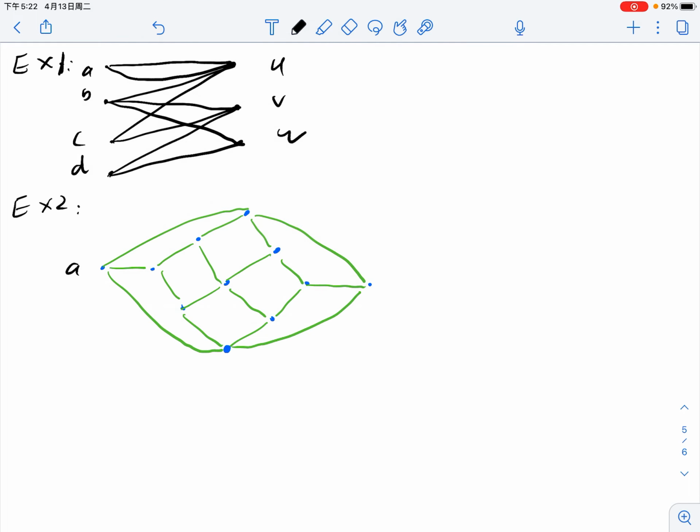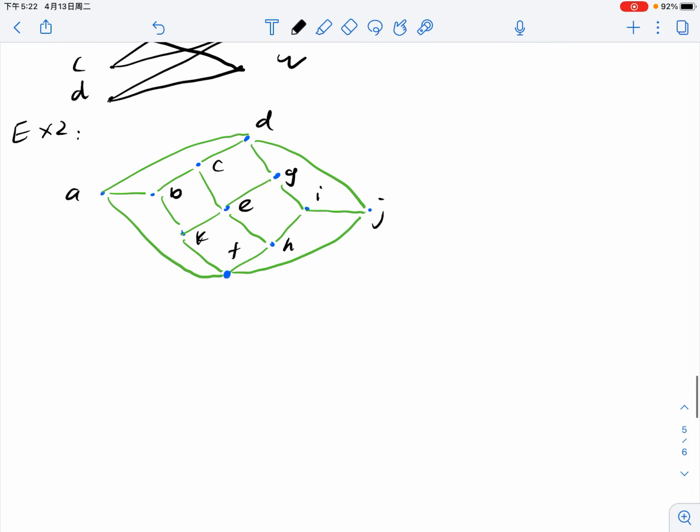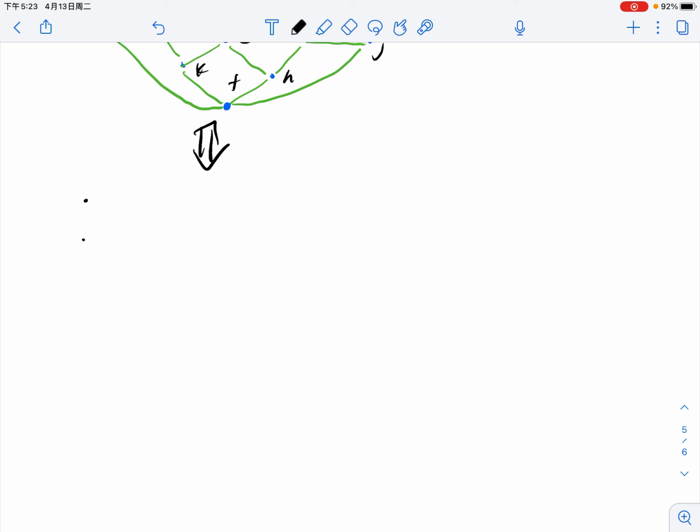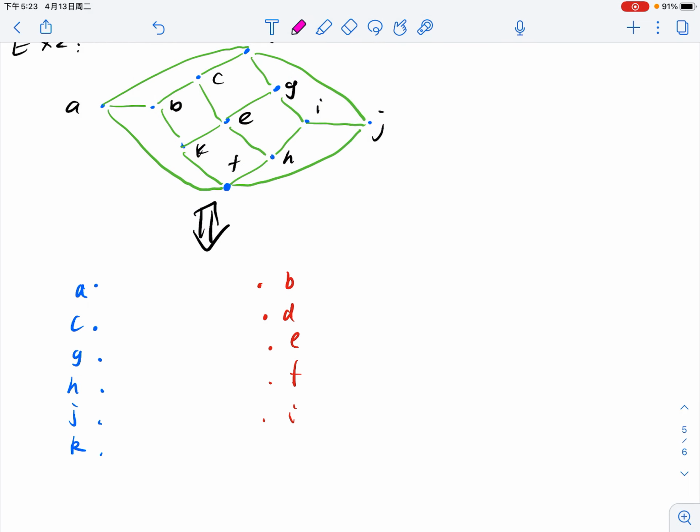Okay, suppose you have this graph, and how can you tell whether this is bipartite or not? You need to work a little bit and find that. You can do the following bipartition: A, C, G, H, J, K on the left, and then B, D, E, F, I on the right, and then we need to do the connections.